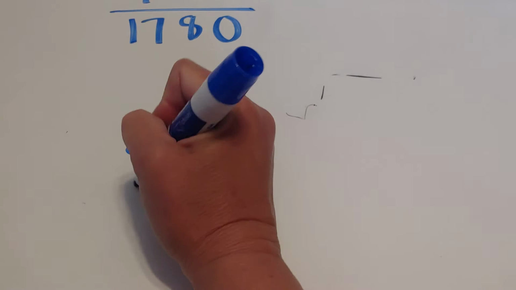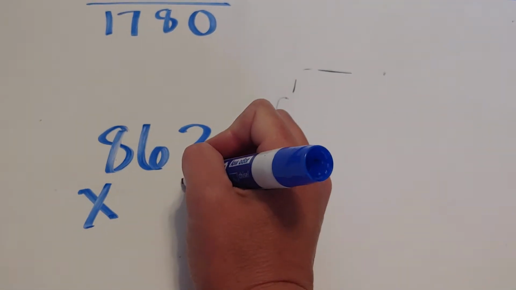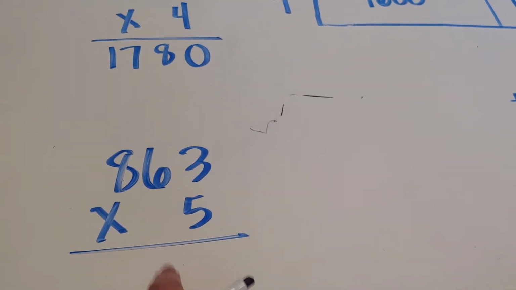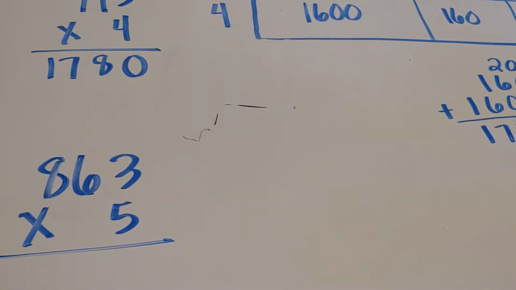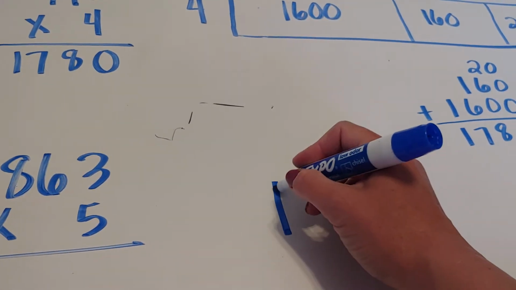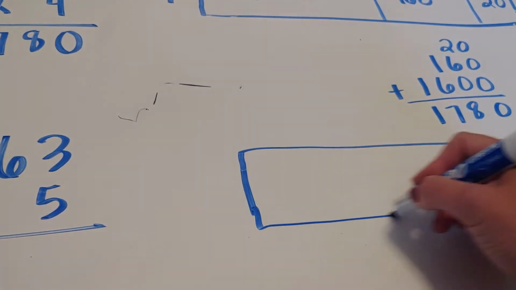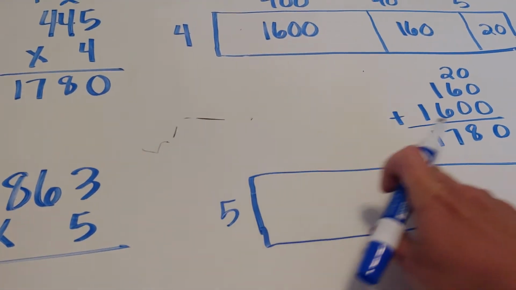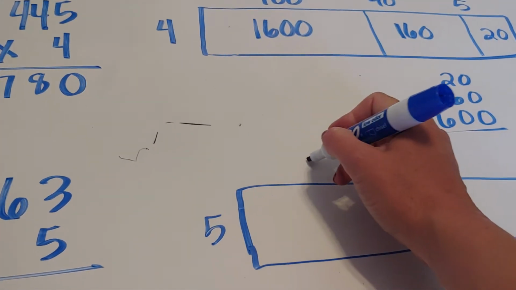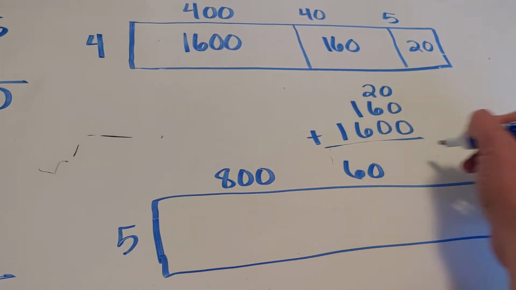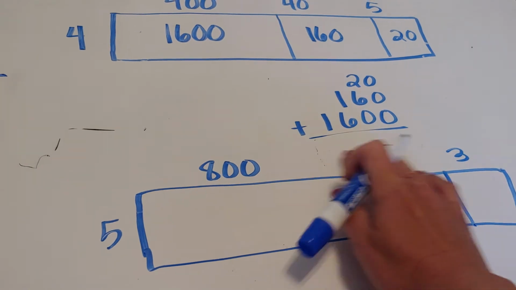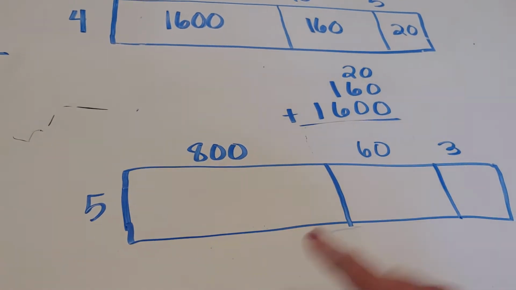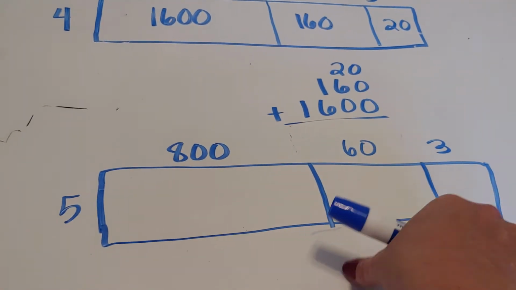I'll just make it up. What if I had 863 times 5? Now we know how to do that multiplication, but let's go ahead and model it with a tape diagram, or I should say an area model is really what it's called. Sorry. That 5 is going to go right here, and that 863 is going to go in expanded form across the top. So I'm going to write 800 plus 60 plus 3. Ta-da! Now let's multiply each of these, and then we're going to stack and add.